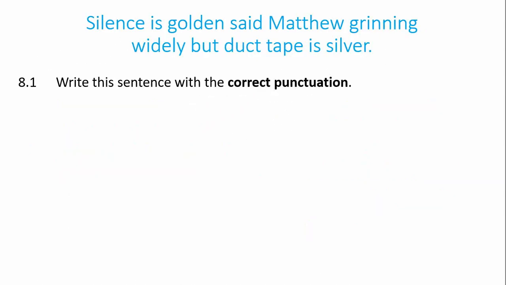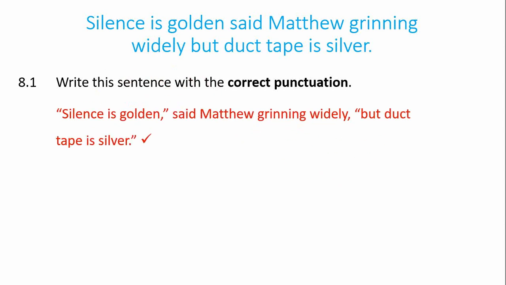Right, number 8, correct punctuation. Very careful here. Silence is golden, but duct tape is silver. That's what Matthew is saying. But because I've split it up, I have to put a comma here because he hasn't finished talking, right? Small letter for said, comma there, open inverted commas again, and not a capital letter for but because he's still talking. It's still part of the first sentence. Only once he's finished that sentence do I put a full stop and then close inverted commas. So well done to you guys if you got that right.